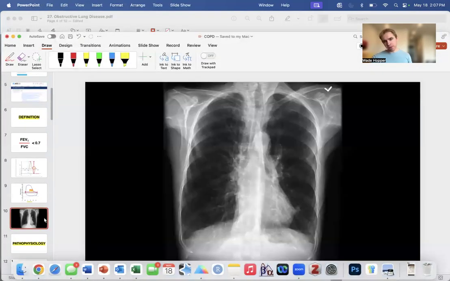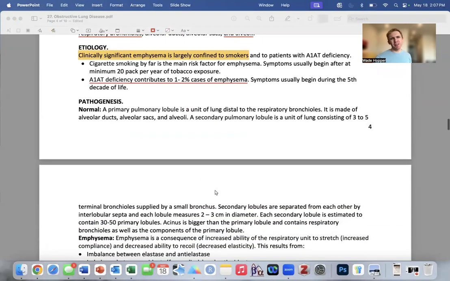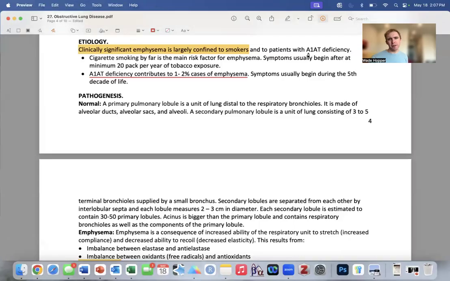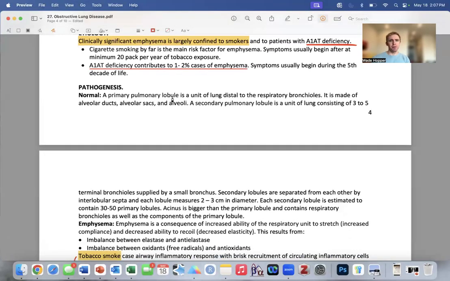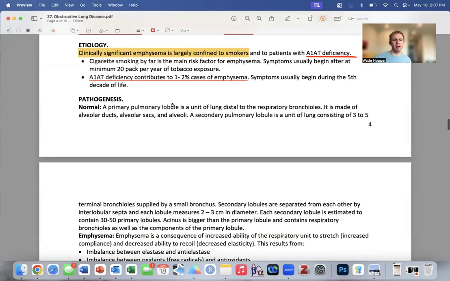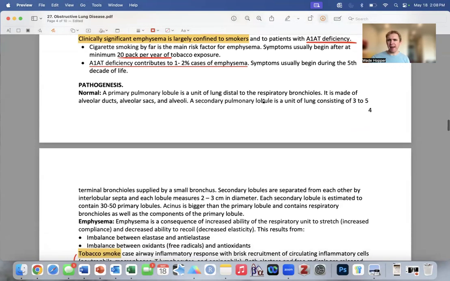a chest X-ray that looks like this. So again, the alveoli breaking down and your airways collapsing, air gets stuck in the lungs. This is what happens. Emphysema is largely confined to smokers and patients with alpha-1 antitrypsin deficiency. Alpha-1 antitrypsin deficiency is responsible for 1 to 2% of cases of emphysema. Generally, you got to smoke for a long time before you see either chronic bronchitis or emphysema symptomatically manifest.